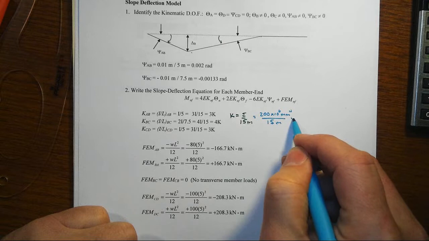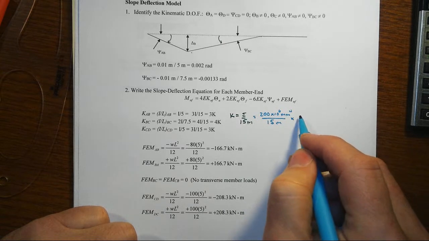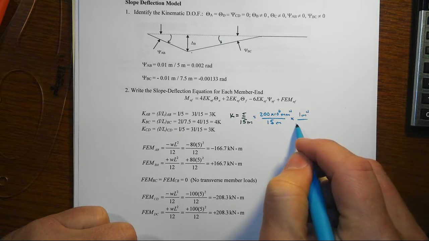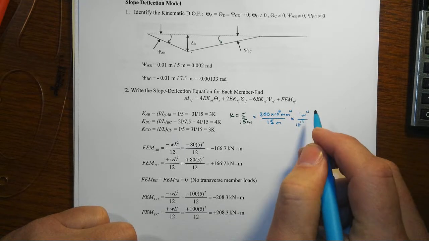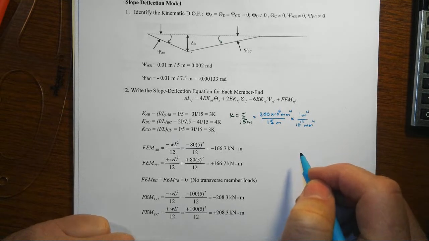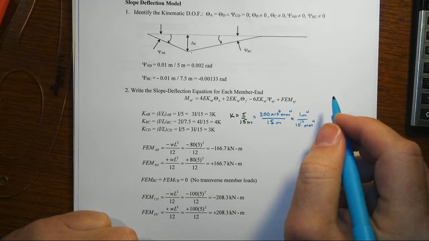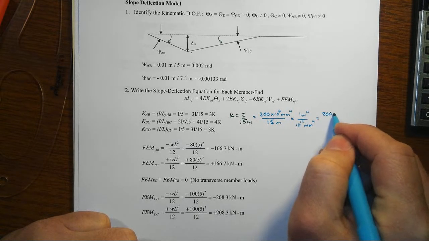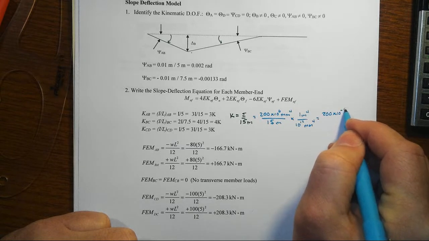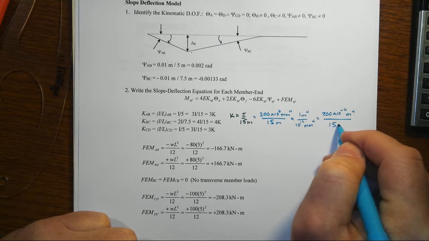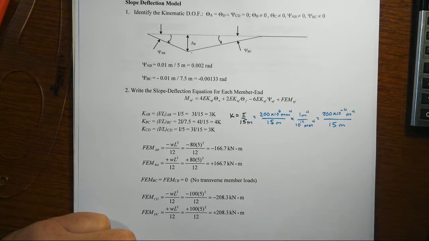Right? No pun intended. Alright, so let's convert this over into meters to the 4th so we get a little bit more commonality of things. You'll have 10 to the 12th millimeters to the 4th in 1 meter to the 4th. And that will then turn out to be 200 times 10 to the minus 6th meters to the 4th over 15 meters. Right, now that will come into play here in just a moment.